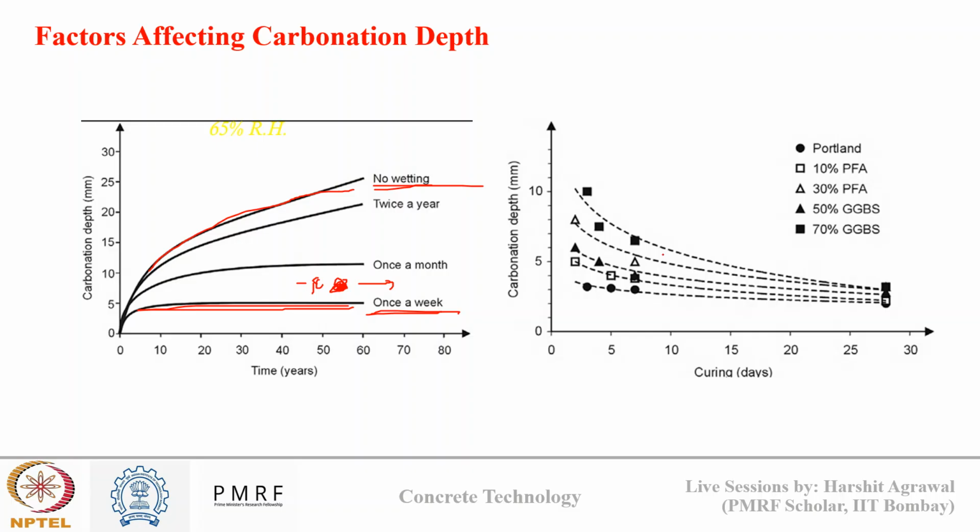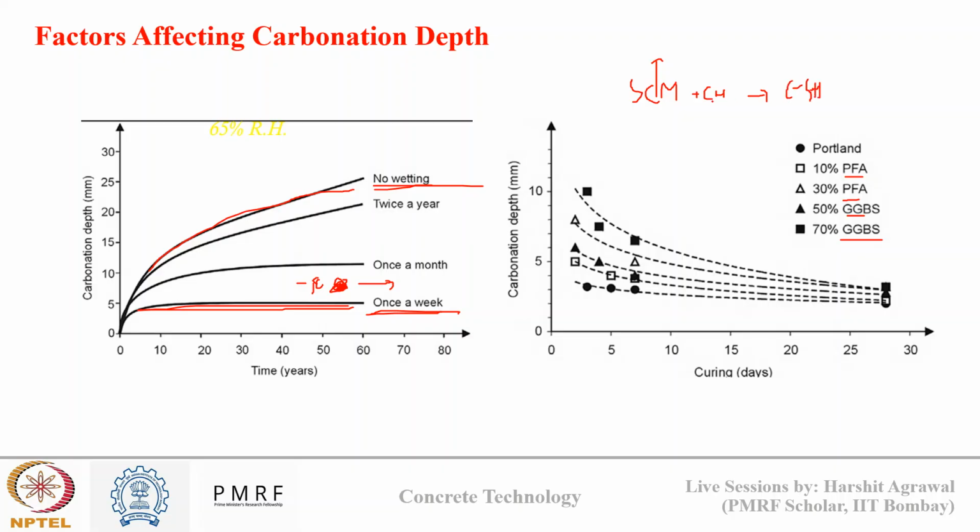In the second figure you can see the effect of SCM. Generally, SCMs, supplementary cementitious materials, have a dual effect on carbonation. The positive effect is that they densify the pores. If the pores are densified, CO2 will find it difficult to move through the concrete. However, the negative effect is that SCMs consume CH to form CSH.